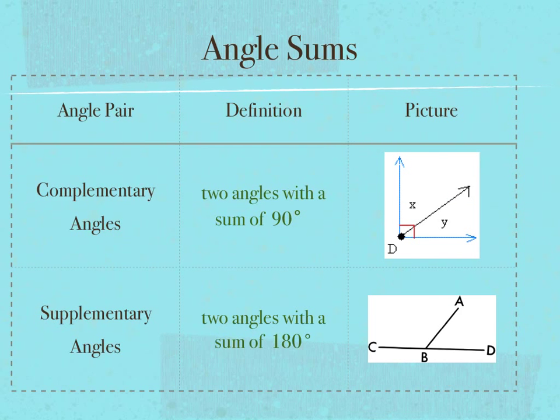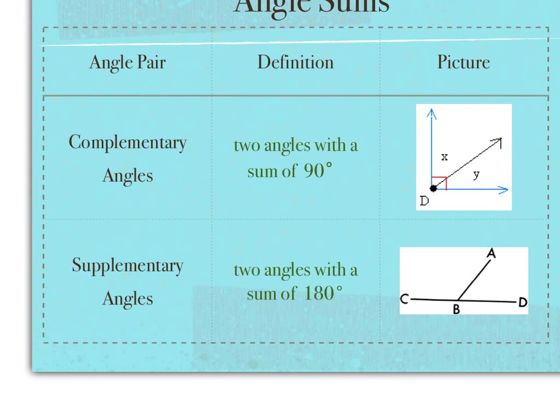Words for you that again you've already seen. Complementary and supplementary. Complementary, you need to know they add to 90. So as soon as I say these two angles are complementary, in your head you should be going, oh, that means they add up to 90 degrees. Okay?